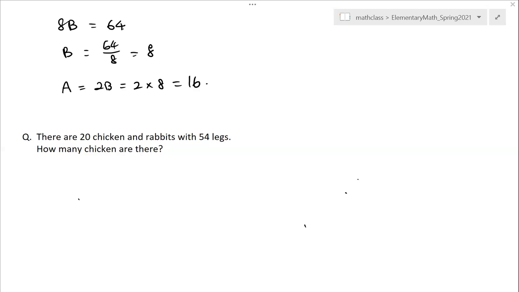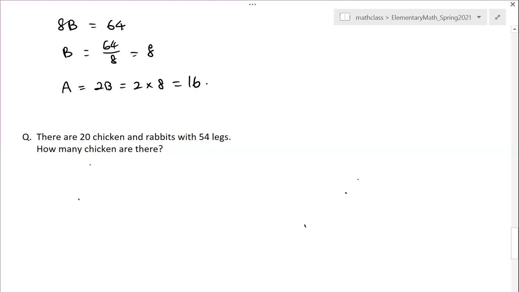So even if you count the legs, if you're given 20 chickens, you count the legs, you get 40, right? 40 legs. But that's not the answer to the question. So read the question carefully, yeah. Okay. So how do we solve this problem?